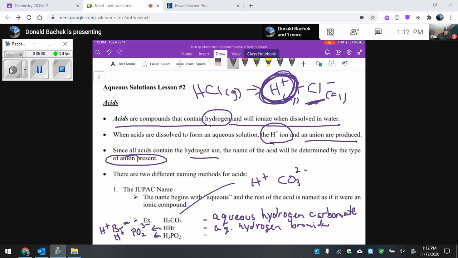PO3 would be phosphite, and PO2 would be hypophosphite. So that's what we need to put with this one here. If you get a little bit confused with those, you're going to have to go back and find that little list that we have on how to do those. Hypophosphite.